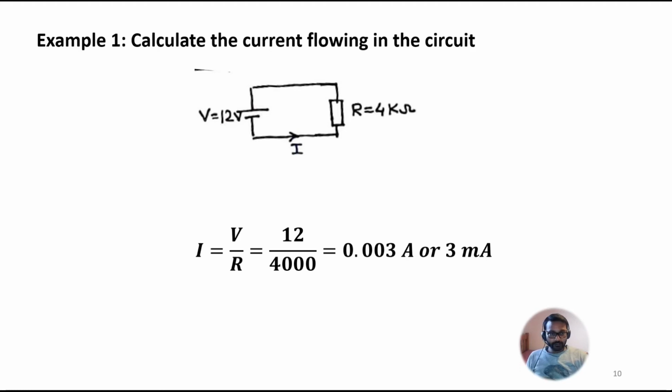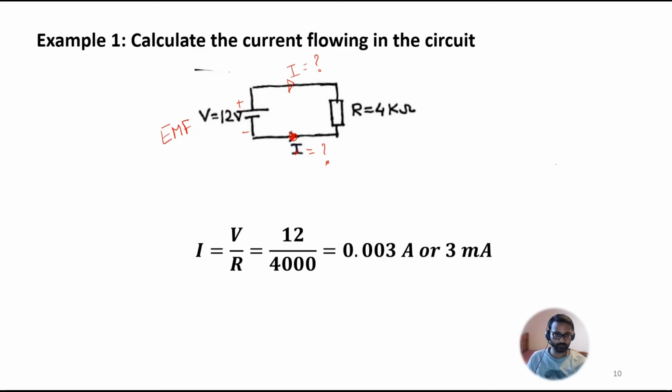Now, let's take this example over here. In this example number 1, we have to calculate the current flowing in the circuit. So we have to calculate this value of current over here. You are given the EMF which you are applying, or the voltage source which you have applied. It's 12 volts. The direction of current is wrong. It should be from the higher potential towards the lower potential. So it should be something like this.